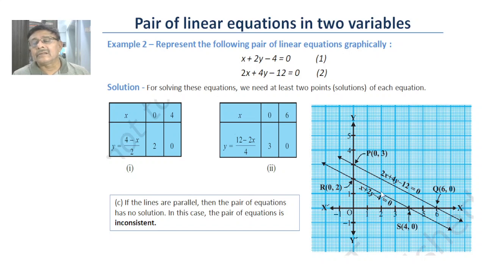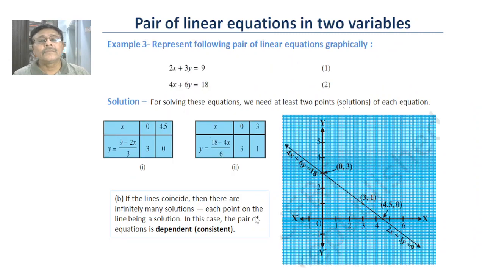So if we draw the lines, we can see that there are these two lines, that is one line representing x plus 2y minus 4 is equal to 0, that is first equation, and the second line representing the second equation. We find that these two lines are parallel, that is they will never intersect. So if the lines are parallel, then the pair of equations has no solution. So in this case, the pair of equations is said to be inconsistent.